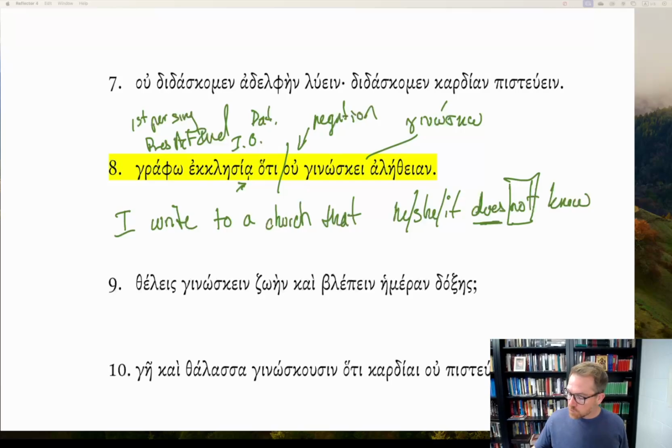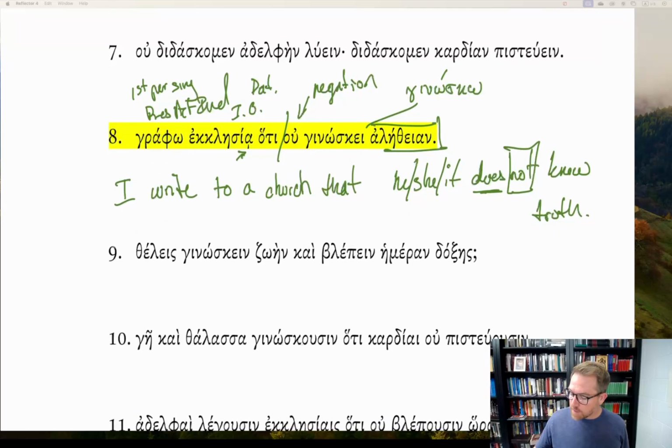aletheian, truth. Now, truth, how do I know truth is not the subject of this verb, ginoskei? Because it's in the nominative, genitive, dative, or accusative case. It's in the accusative. How do I know? Well, look at my ending here. I've got that nu at the end of my noun, which is telling me I'm looking at an accusative noun.